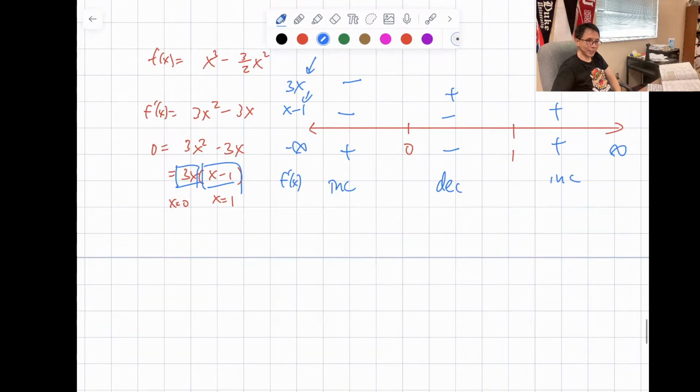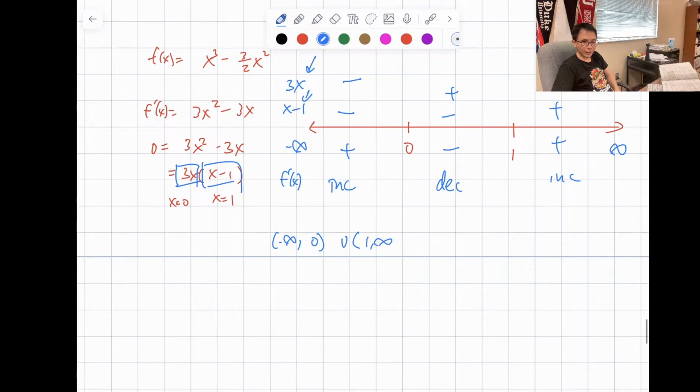So guess what? I'm gonna say this again: the number line is not justification for maximum or minimum. You must write down the statement. So you can say negative infinity to 0, union 1 to infinity, f of x is increasing. And from 0 to 1, not including 0 and 1 because they're not really increasing or decreasing, it is decreasing. Is that okay? And if you want to justify, you can say f prime of x is positive, it's greater than 0, and f prime of x is less than 0. So that's the justification.